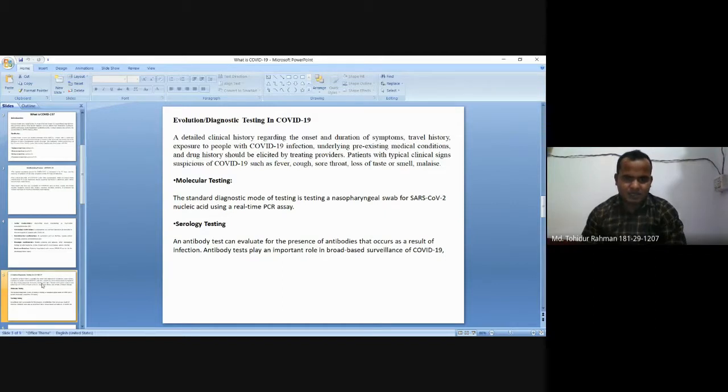Molecular testing: the standard diagnostic mode of testing is testing a nasopharyngeal swab for SARS-CoV-2 nucleic acid using a real-time PCR assay. Serology testing: an antibody test can evaluate for the presence of antibodies that occur as a result of infection. Antibody tests play an important role in broad-based surveillance of COVID-19.